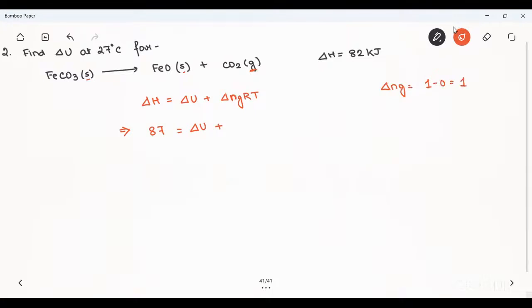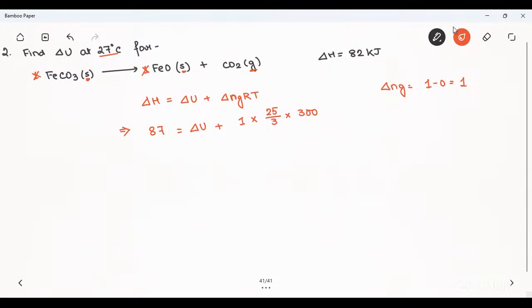Right or wrong? Delta Ng is 1 minus 0, right? Because this is also solid, this is also solid. We will not be considering these coefficients. Just now I have taught you. So this Ng is 1. R, what I asked you to consider, is 25/3. What is the temperature? 27 degrees Celsius is 300 Kelvin.